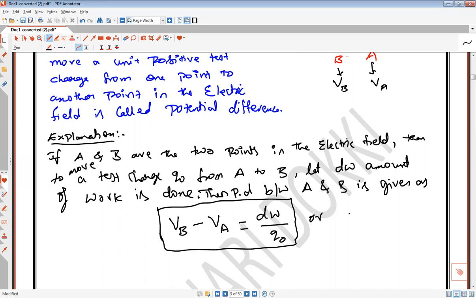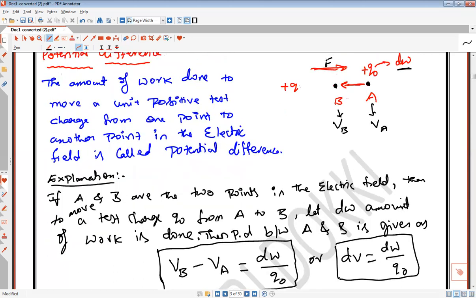Or this can also be written as dV is equal to dW divided by Q naught. If dV represents the potential difference between any two points in the electric field, dW is the amount of work done to move the charge Q naught from one point to another point. So this is the idea of potential difference.